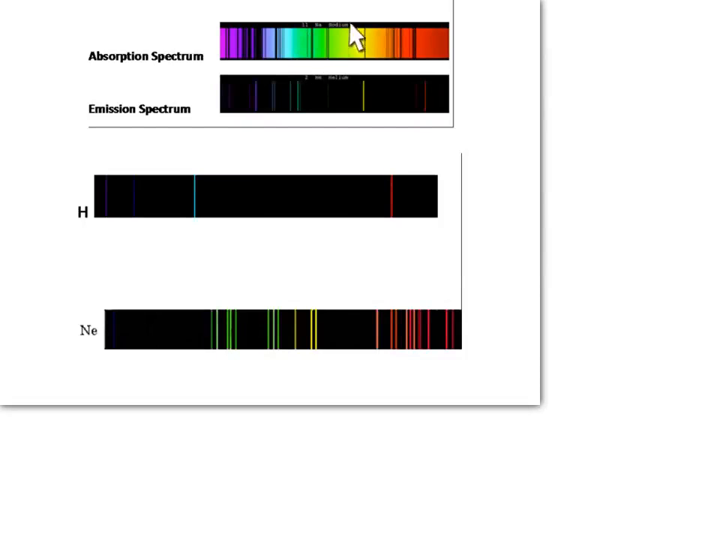And so those black lines represent the light, or the energies, that were absorbed by the hydrogen electrons. Now, as they go from the excited state and drop back down to lower energy levels, they emit photons of light. Those discrete lines against the black background are the energies that they're emitting as they drop back to lower energy levels, so that's called an emission spectrum.